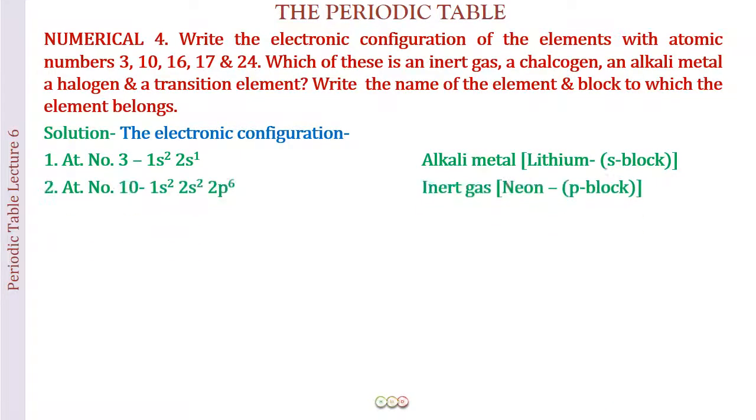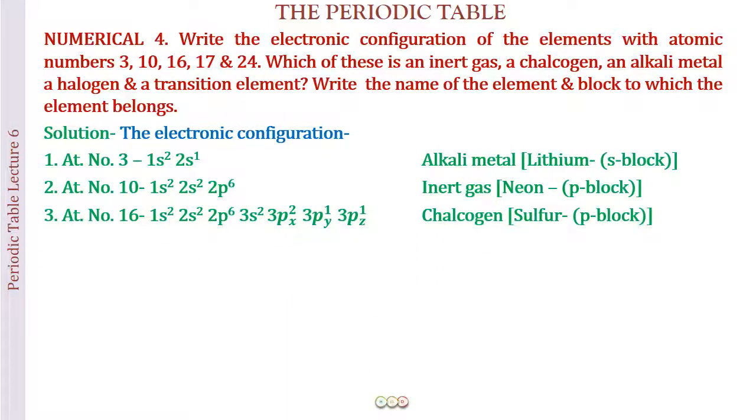Then we have atomic number 10, which is 1s2, 2s2, 2p6. So again, I think you will be able to tell 2 is going to be the period. P means this is a P block element, and because it is 2s2, 2p6, a filling of the second shell, this is an inert gas and the gas is neon.